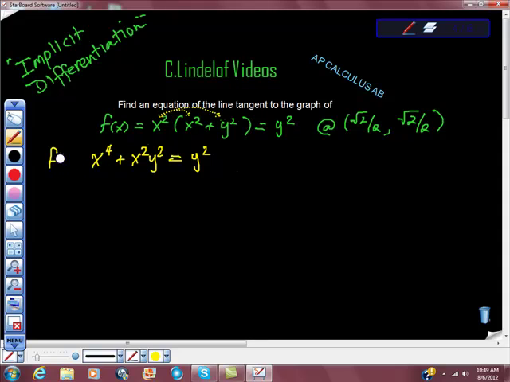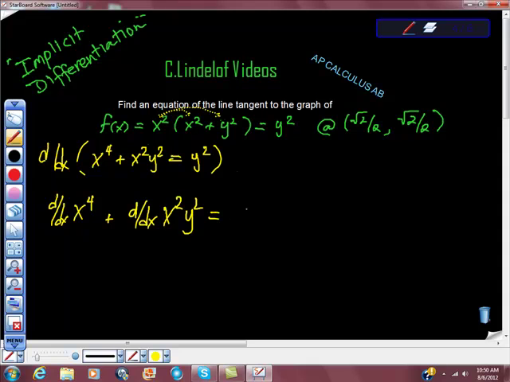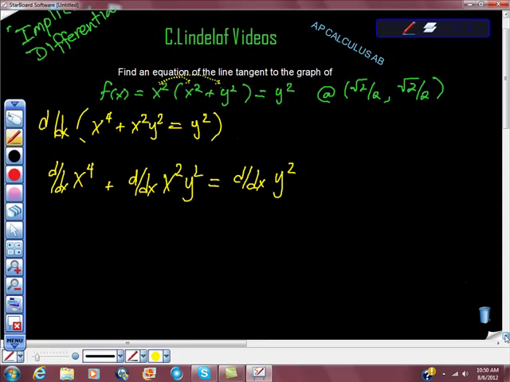So I'm going to take the derivative of this whole thing, and say dy dx of this whole thing. Part of this is just convention. What does it look like when you do this, or how will your professor do his or her proof? It would look something like this: they're going to take d/dx of x to the fourth plus d/dx of x squared y squared, and on the other side d/dx of y squared. This is just them signaling their intention to you of what they're going to do.